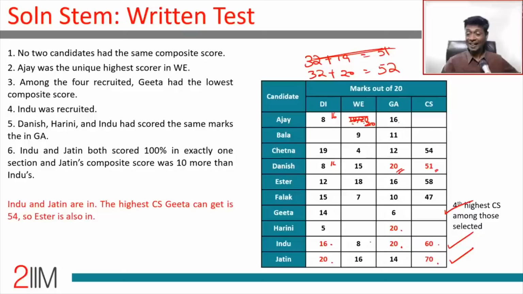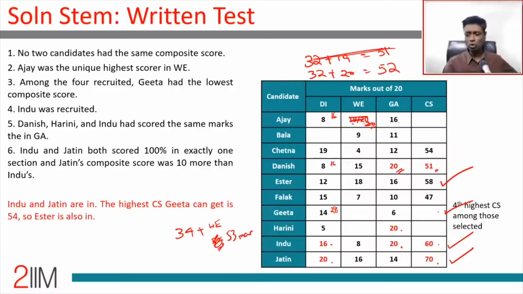Now think about this. Geeta has been selected. So Geeta's composite score, 14 into 2 would be 28, plus 6 is 34. 34 plus whatever she can get in WE would be her composite score. Now, the maximum she could get in WE is 19. It's not even 20. It would have been 20, but Ajay has got 20 and Ajay has got the unique highest score. So even if it were 20, it would take us only to 54, but she can go maximum to 53. So maximum score Geeta can get is 53, which means Esther is in.